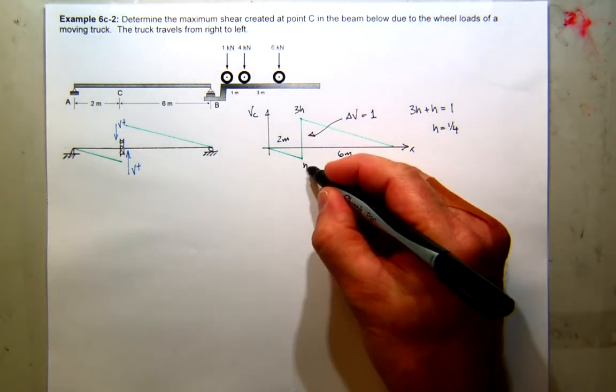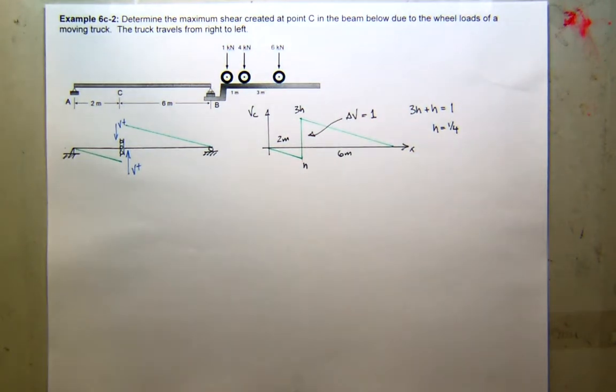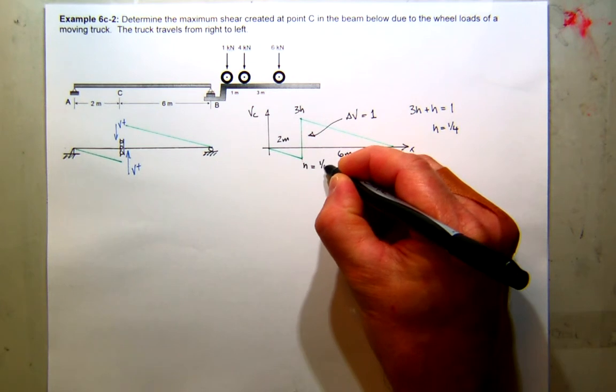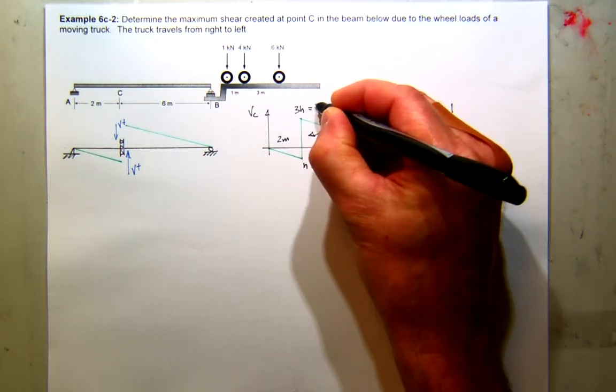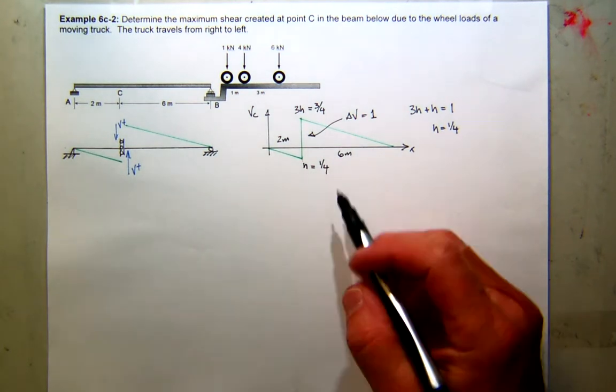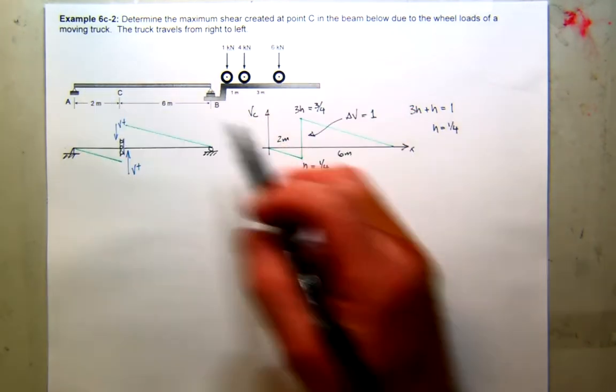So that means this is negative a quarter, and this is positive 3/4. You guys see that? So this is going to be 1/4 and this is going to be 3/4. So I drew my influence line. So now let's solve the problem with this set of moving loads from right to left with this influence line.